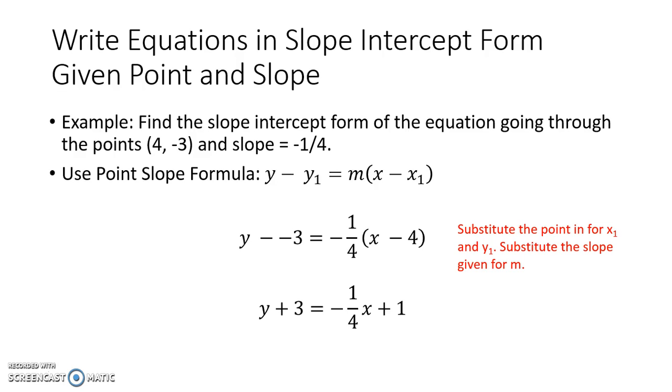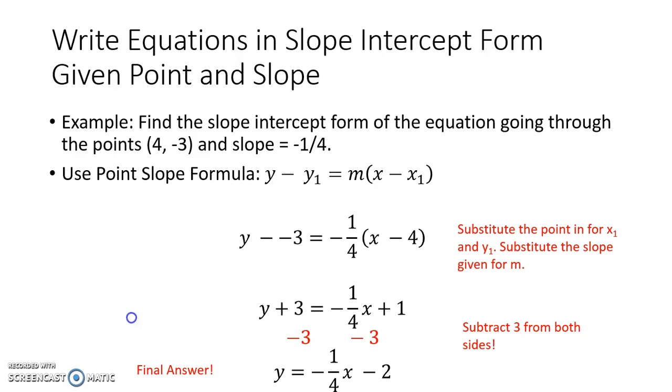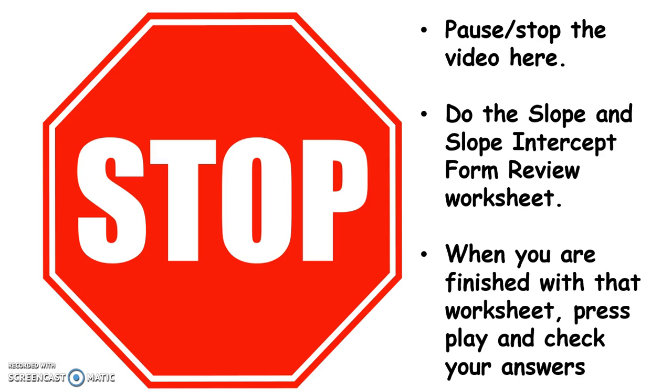I changed that to y plus 3. I distribute the negative 1/4 to the x and the negative 4, and I get negative 1/4 x, and then negative 1/4 times negative 4 gives me a positive 1. And then I'm going to subtract 3 from both sides, and I have y equals negative 1/4 x minus 2. That's my final answer. Okay, pause or stop the video here.